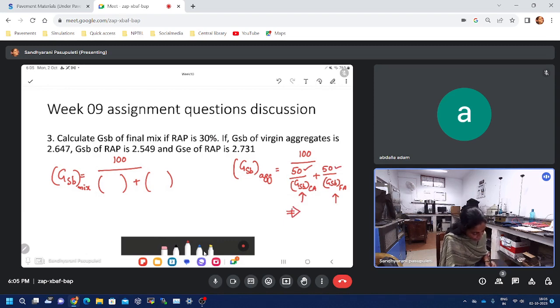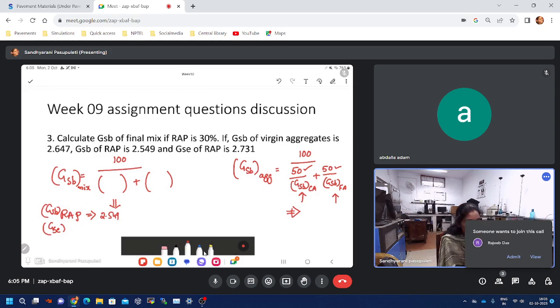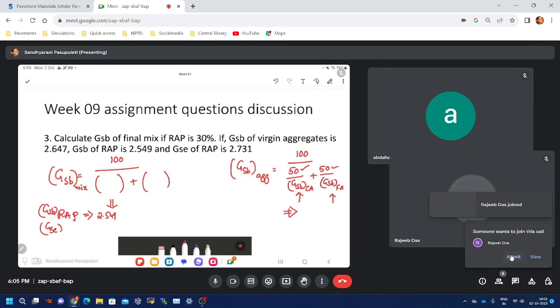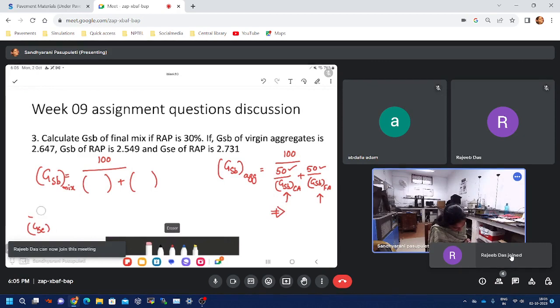So in the given problem, for the mix, they have given the properties of RAP. So here the GSB of RAP is 2.549 and also the GSC of RAP is given. Directly substitute.